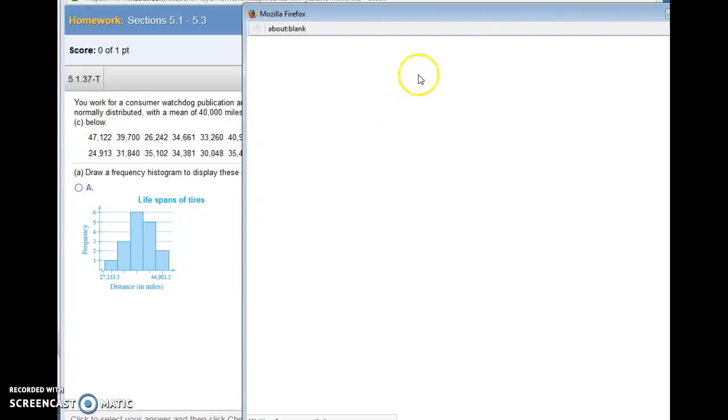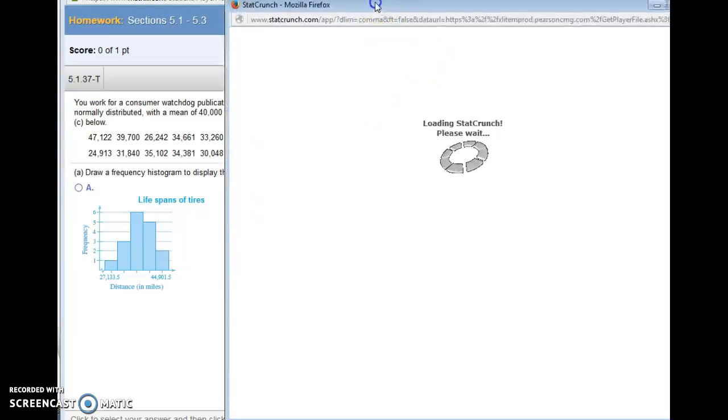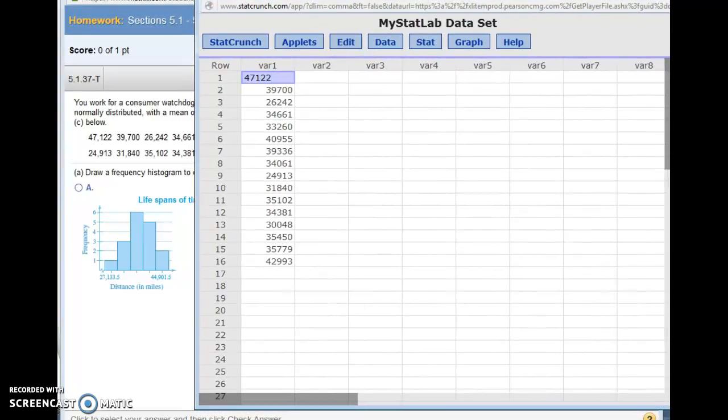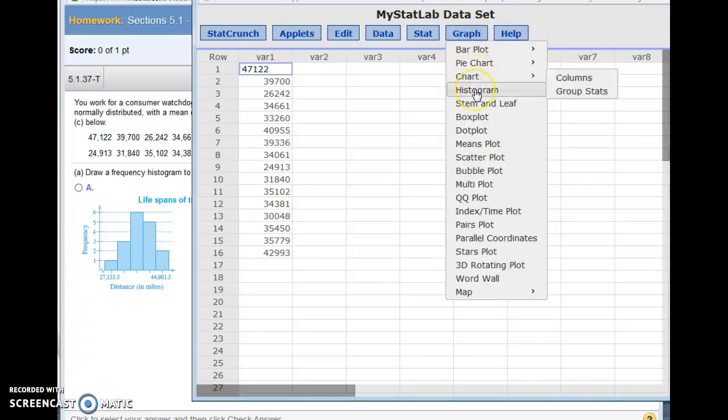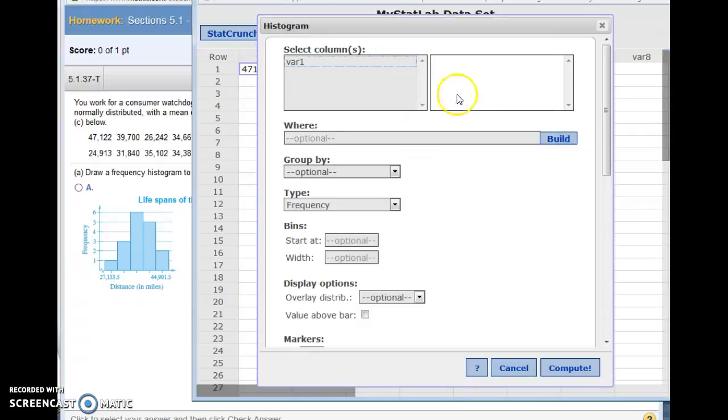Yes. Good old pop-ups. Okay, so here we go, StatCrunch. Here's our label, variable 1. We could change it, but we're not going to bother. And we're going to go to graph, and we're going to do a histogram. And we have to make sure that we're doing a histogram of something. So we're going to do variable 1. We're going to get a pretty ugly graph because we're just going to go ahead and look at whatever they give us. So compute.